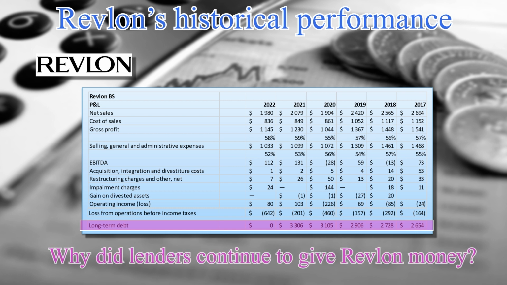But why did creditors continue to give Revlon the money? I mean, if you take a look at their financial statements, you see that the company was obviously going downhill. So isn't it too risky to lend money to such company? Let us discuss how the whole system works in a little bit more detail.